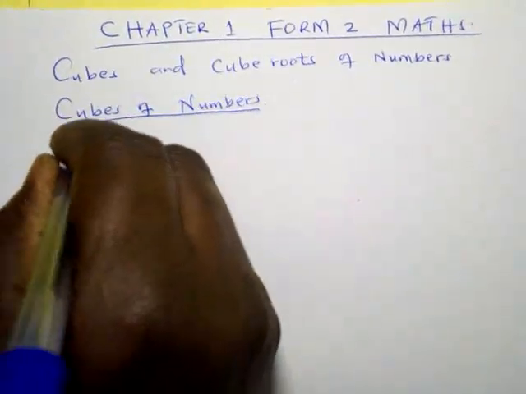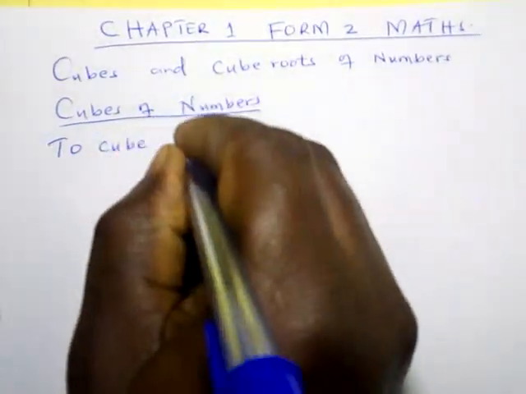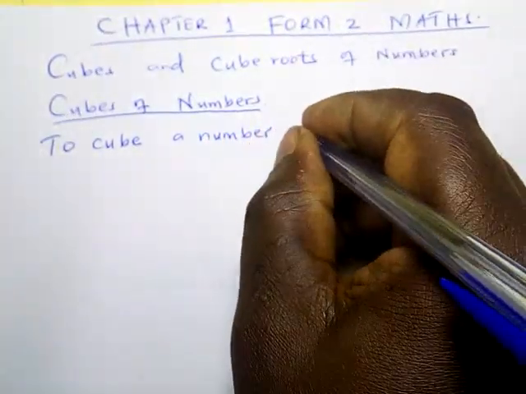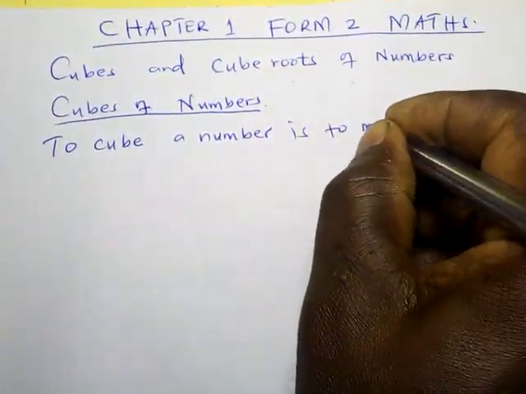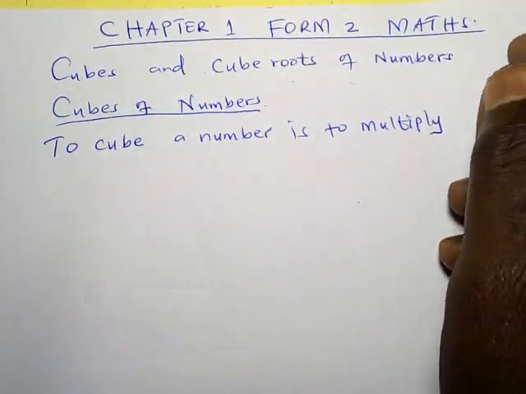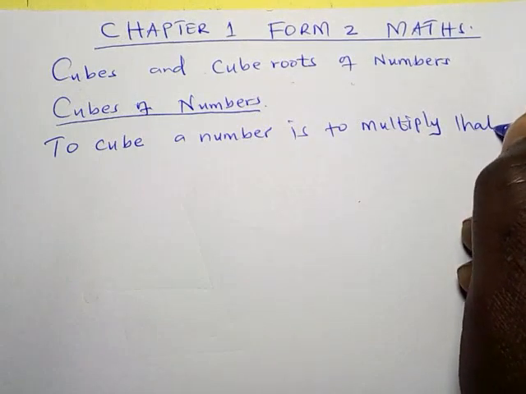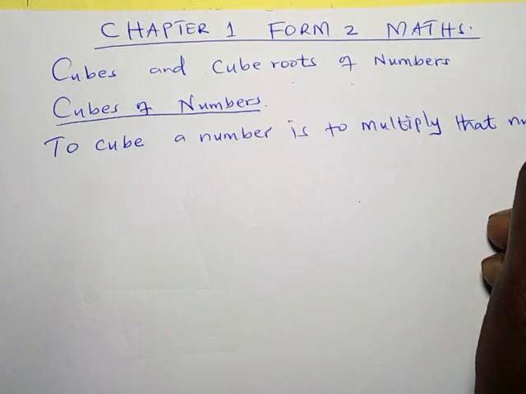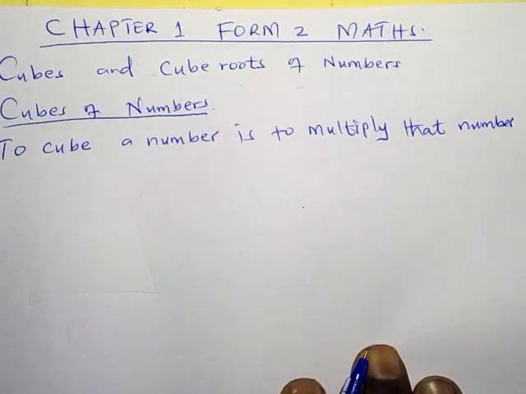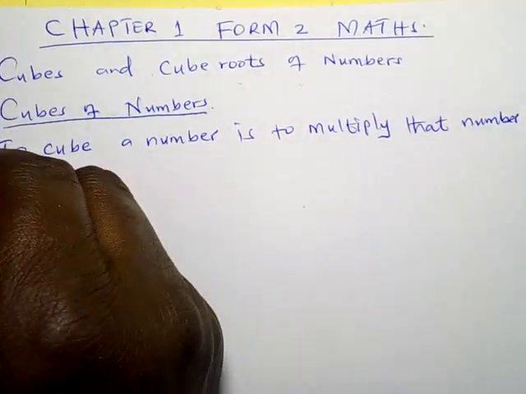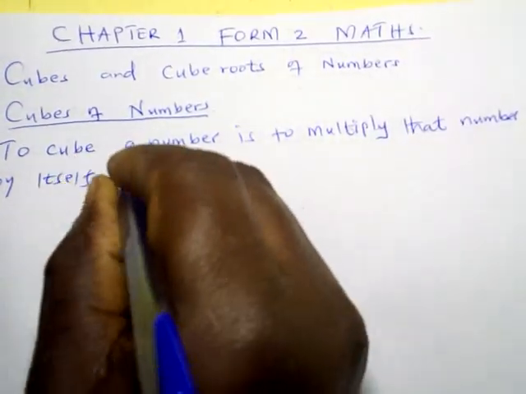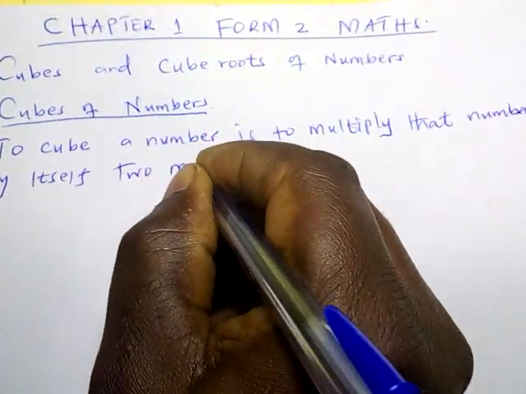So to cube a number is simply to multiply that number by itself two more times.